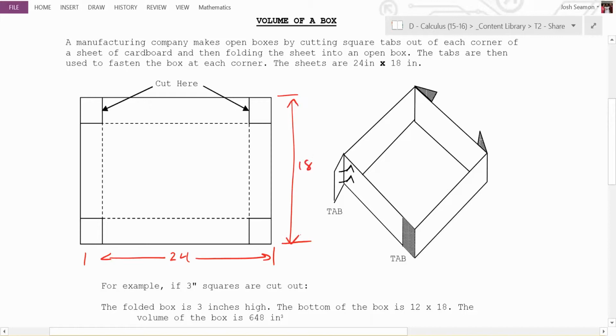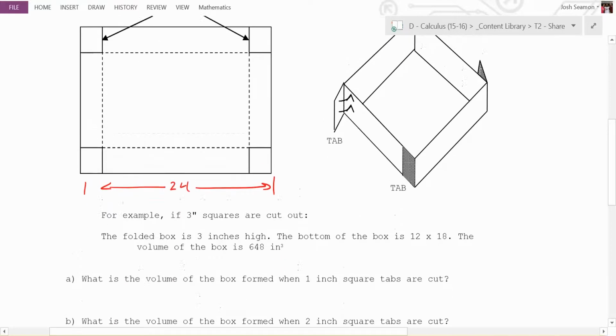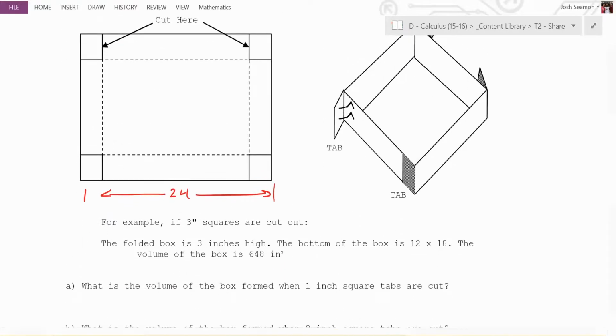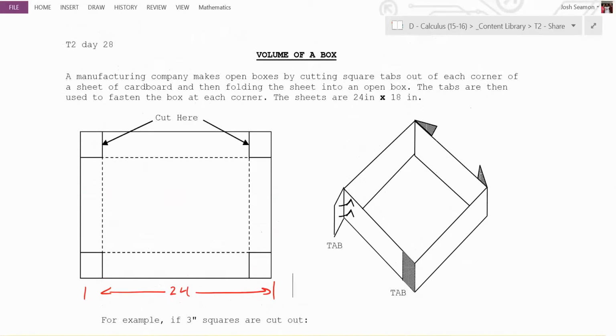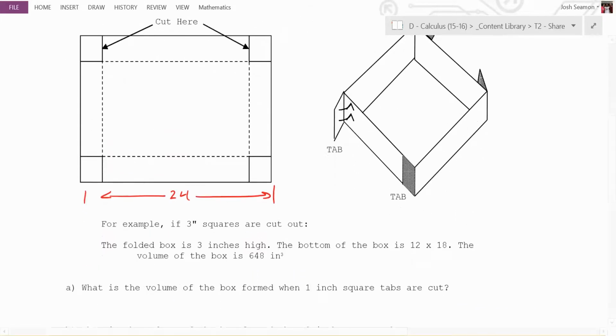Oh wait, the bottom of the box is 12 by 18. What does that mean? Is that labeling correct then? Did I label that in the right place? No, that's for example, if we're using 3 inches. Wait, no, that's still right. It says the piece of cardboard is 24 by 18. The whole piece of cardboard is 24 by 18? Yeah. Okay, sure.